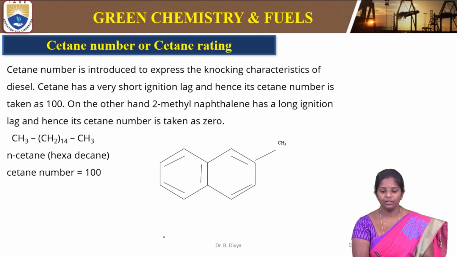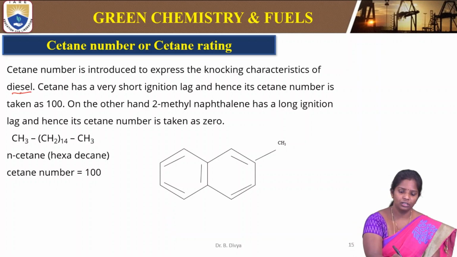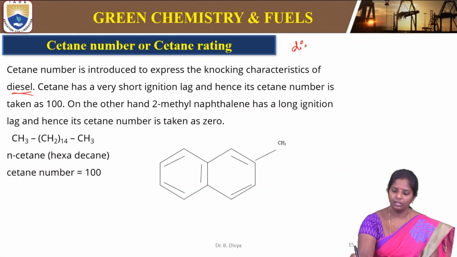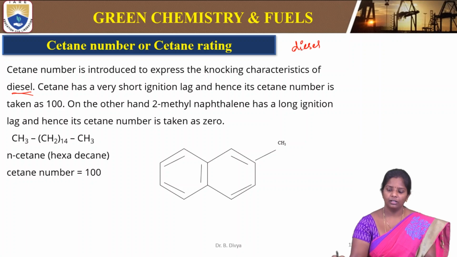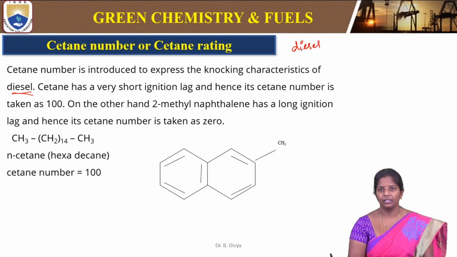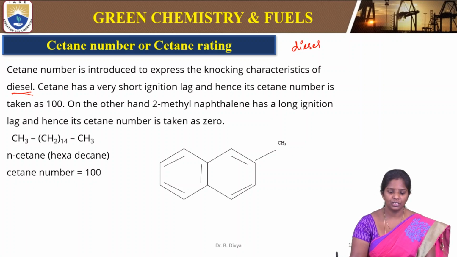Then the cetane number. Cetane number is also used to understand knocking properties, but in diesel. So this is used in diesel engines, or when the engines are running with diesel. Cetane number is used to understand the knocking property.